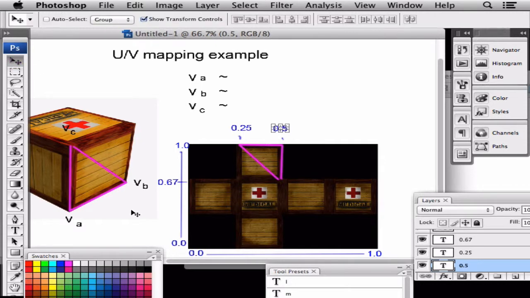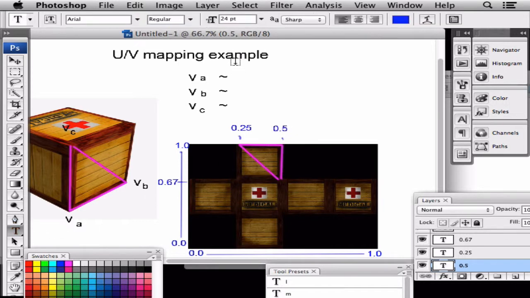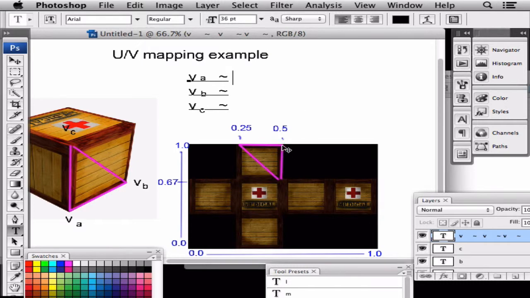So now we can look up the texture coordinates. So VA is this vertex here. So the texture coordinates of that one is 0.5 and 1. On the U axis it's 0.5, and on the V axis it's 1. And VB is this here, that's 0.25 and 1. And VC is this point here, it's 0.5 and 0.67.